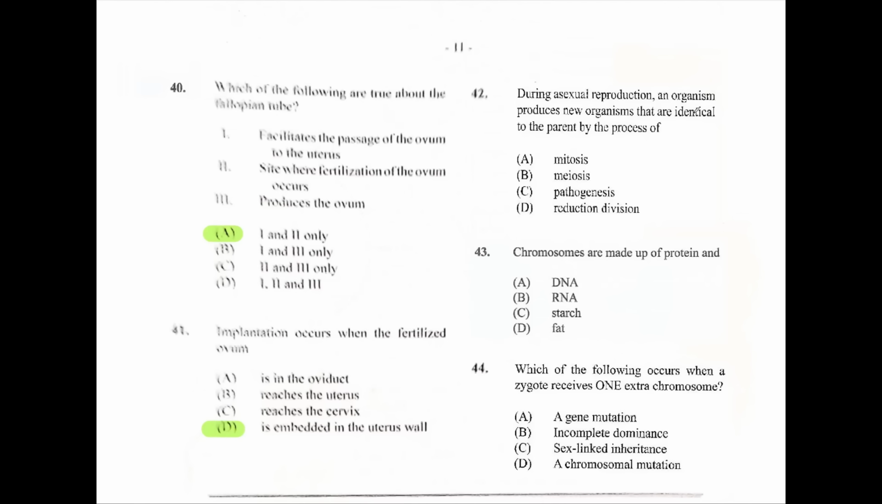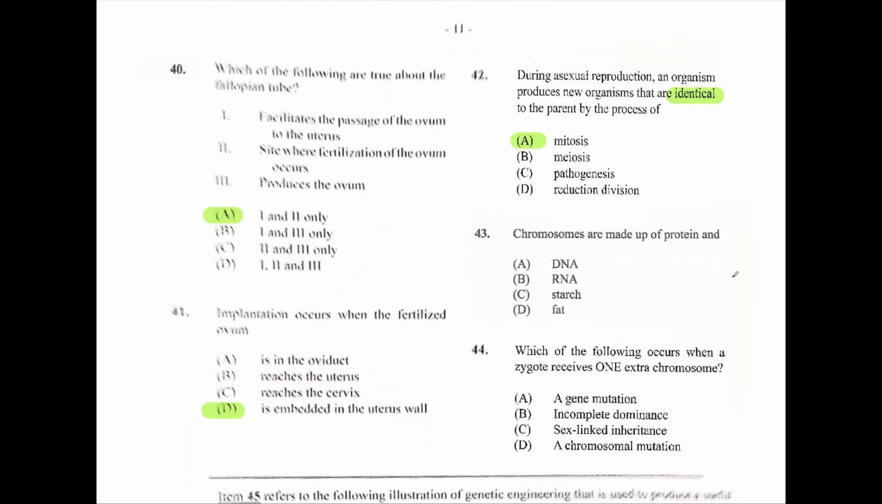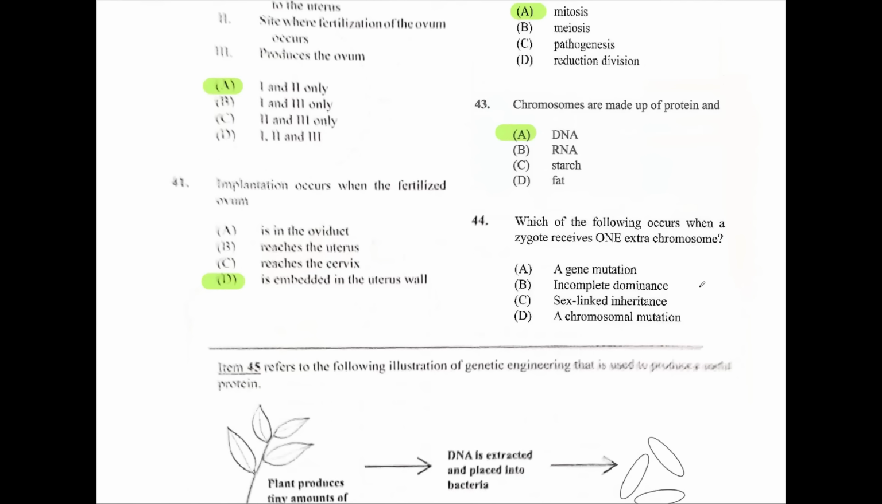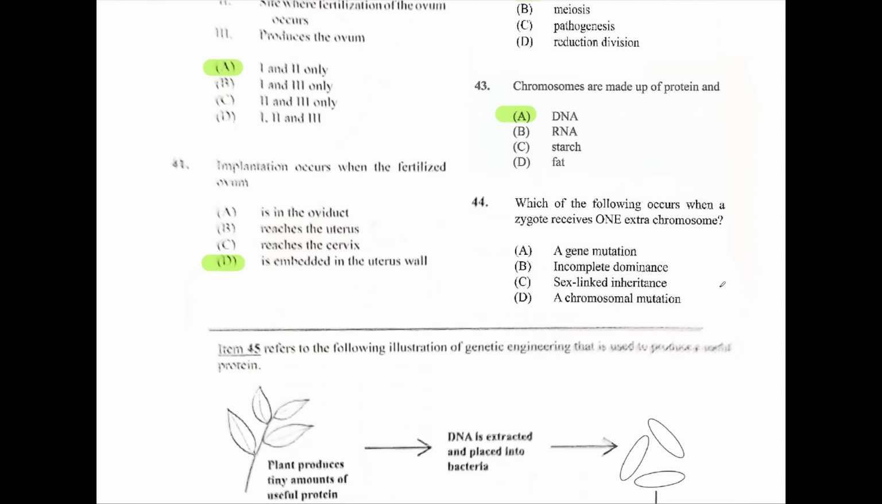42, during asexual reproduction, an organism produces new organisms that are identical to the parent by the process of, the mere fact that they have the word identical is the giveaway for this question. That means it's mitosis. They produce identical daughter cells. Chromosomes are made up of protein and DNA. So 43, the answer is A. 44, which of the following occurs when a zygote receives 1 extra chromosome? That is a mutation, a chromosomal mutation, in fact. The answer for 44 is D.